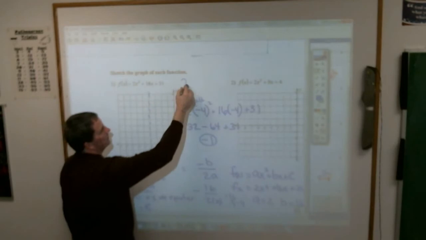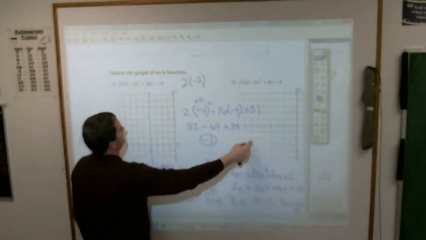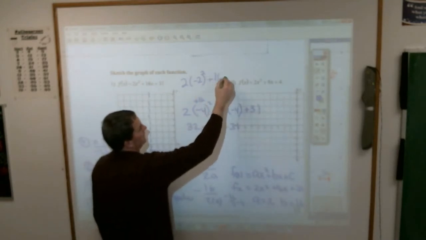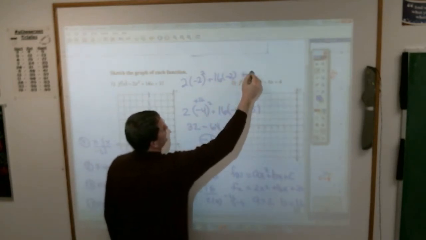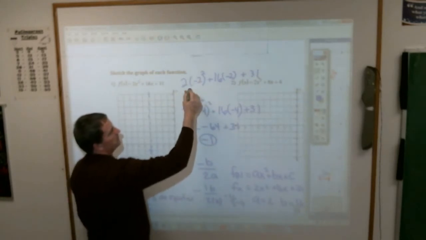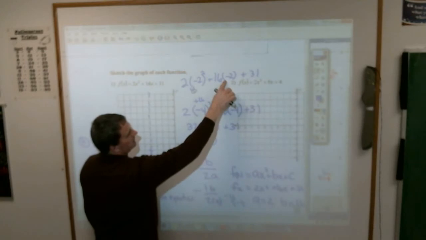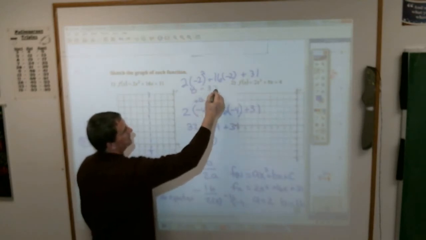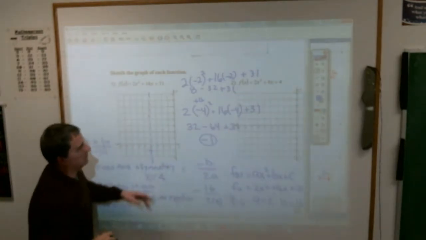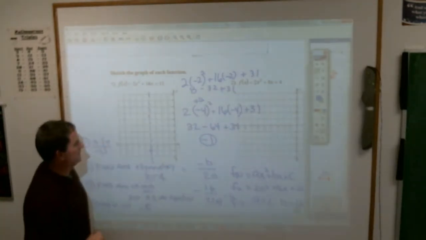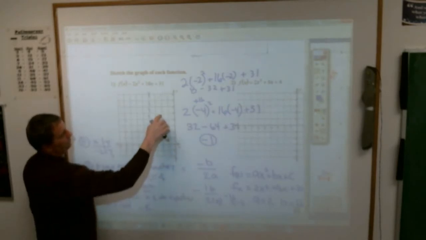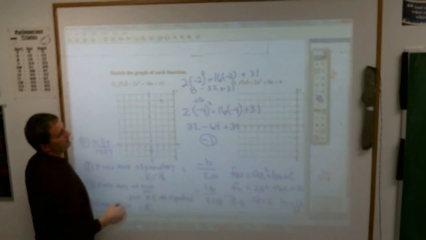Well, let's do it. 2 times, I wish we would have done this one first, plus 16 times negative 2 plus 31. Negative 2 times negative 2 is 4, times 2 is 8. 16 times negative 2 is negative 32 plus 31. If I put all that together, this gives me a negative 1 plus 8 is 7. So at negative 2, 7, 1, 2, 3, 4, 5, 6, 7, there's a point.